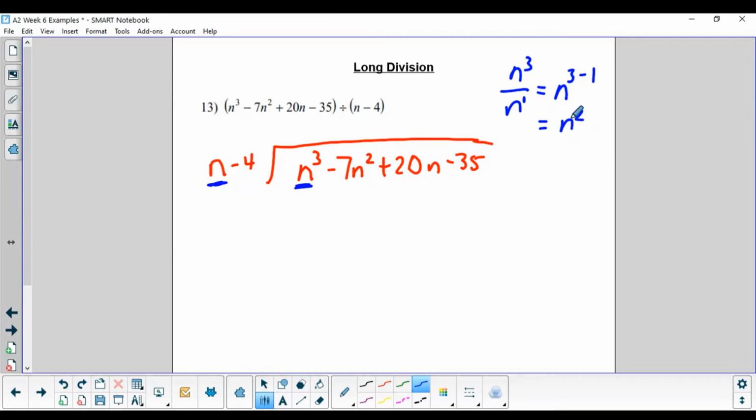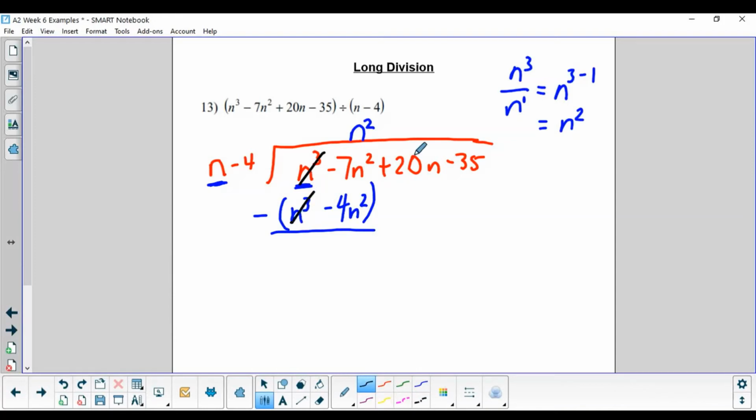What this means is, I can put this result right on top. So I'll put it up here. So n squared. What this means is, if I multiply n squared times n, I'm going to get my n cubed. And we'll see why that's important in just a second. And then I'll multiply n squared by -4. So this is -4n squared. And just like in division with numbers, we're going to subtract. So notice now when I subtract, n cubed cancels out, and that's what we wanted.